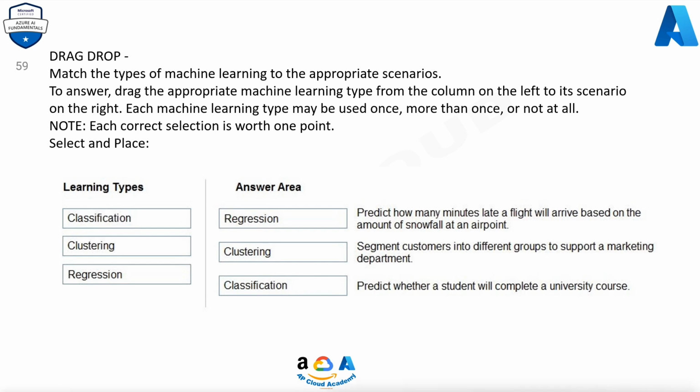Regression: predict how many minutes late a flight will arrive based on the amount of snowfall at an airport. Clustering: segment customers into different groups to support a marketing department. Classification: predict whether a student will complete a university course.